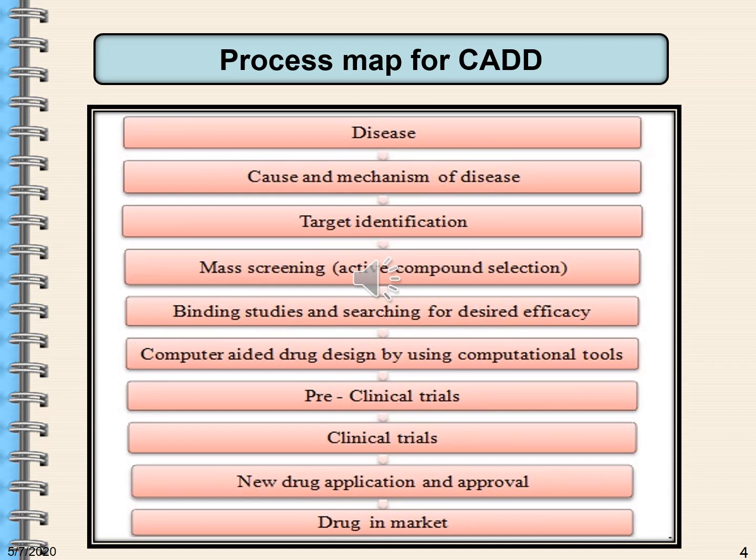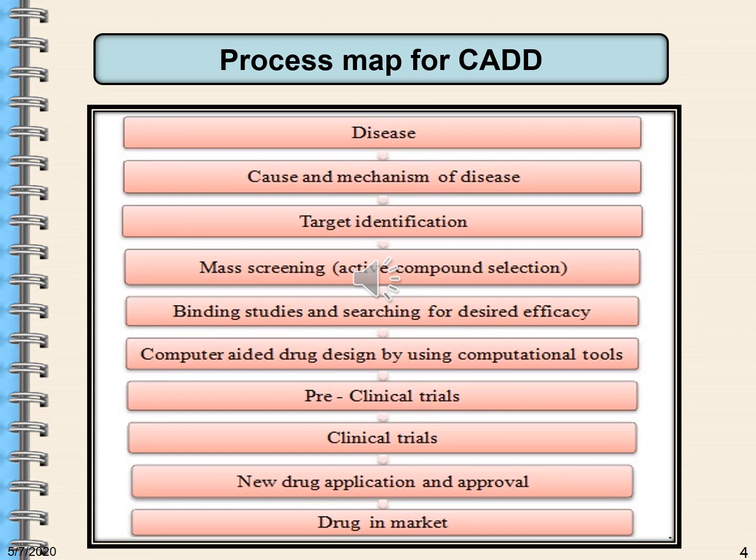Once the target validation is done, we have to go for mass screening of active compounds, which we can find in different chemical banks. These active compounds may be plant-derived, or they may be produced in the laboratory. These active compounds are freely available in the data banks. We can extract them and we can use them in various ways. We will discuss all those chemical banks in the next slide. This mass screening of active compounds is also known as virtual screening, which is a very important step in computer-aided drug designing.